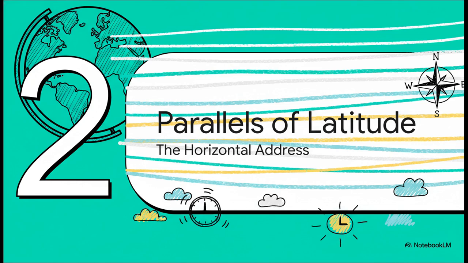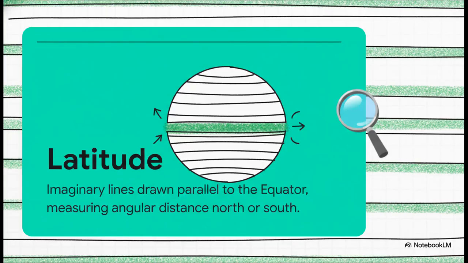We'll start with the first half of that address, the horizontal lines. You'll also hear them called the parallels of latitude. The absolute key word to remember here is parallel. These lines of latitude are just imaginary circles running east-west, and they never, ever meet. They're always parallel to the equator. They tell you how far north or south you are from that big starting line.